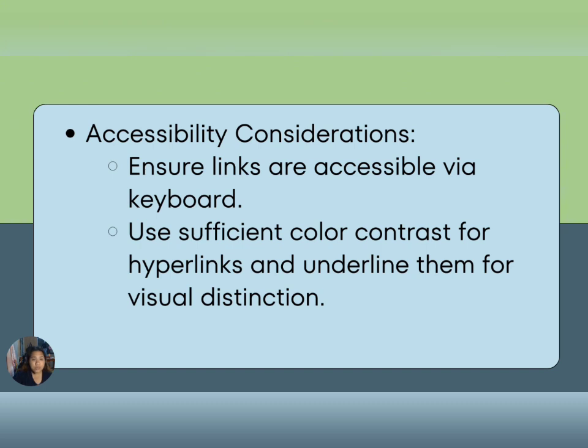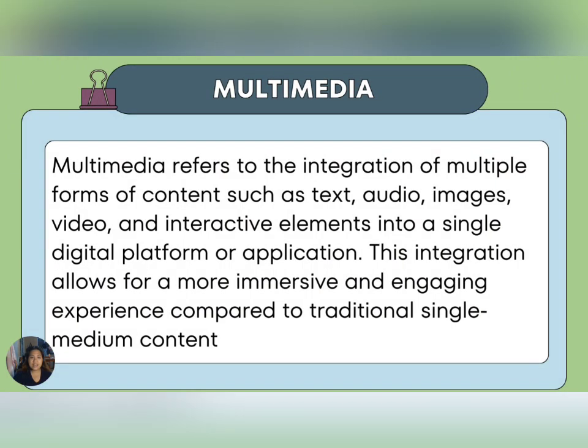So the next one is the accessibility considerations. Number one is to ensure links are accessible via keyboard. Use sufficient color contrast for hyperlinks and underline them for visual distinction. Let's move on to multimedia.